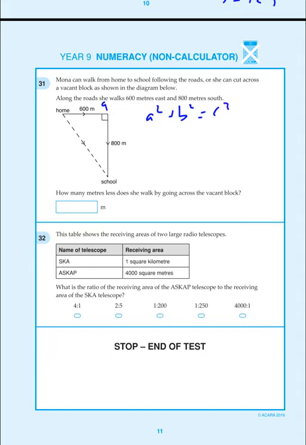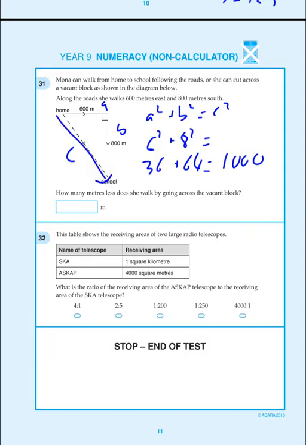And here's your a and your b. There's your c. So 600 and 800. That can just be simplified to 6 and 8. So 6 squared plus 8 squared equals 36 plus 64 equals 100. And don't forget to put on your couple of zeros on the end to get the right answer. So that's 1000 meters is your diagonal.